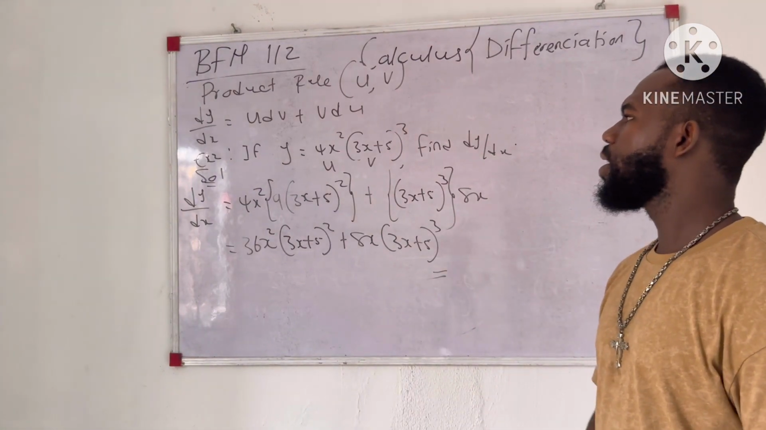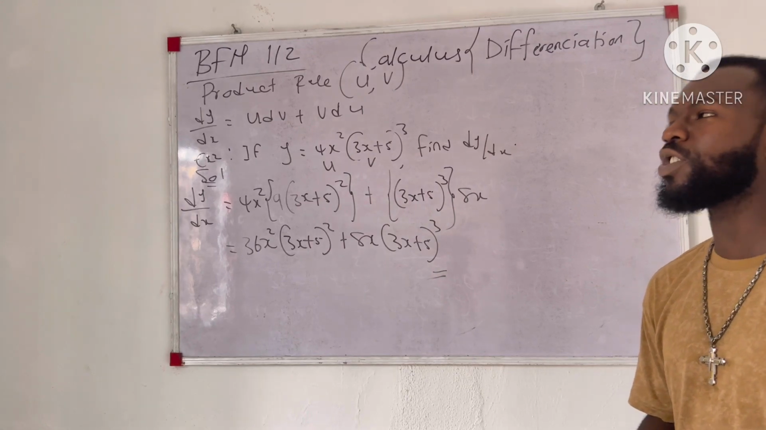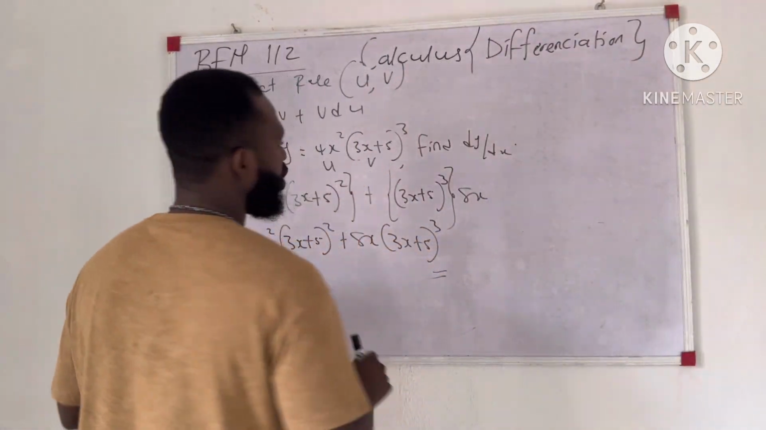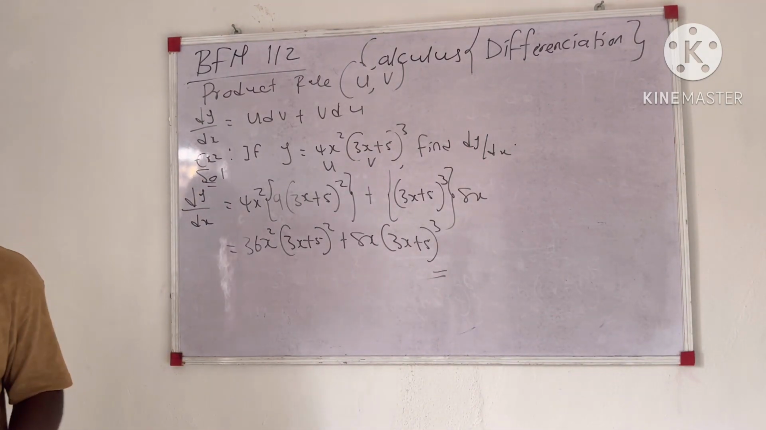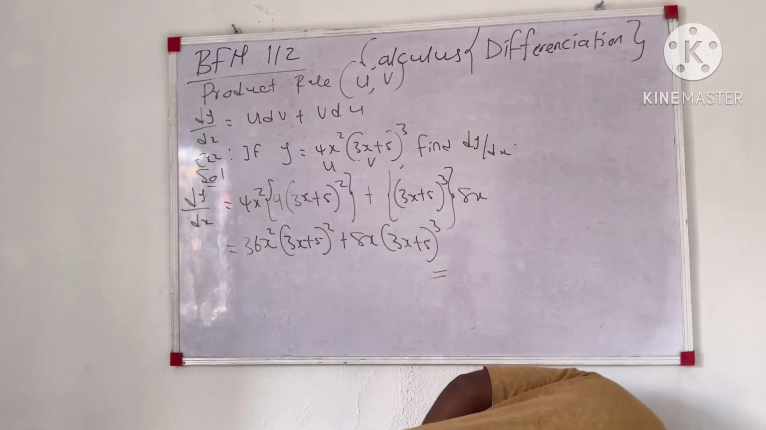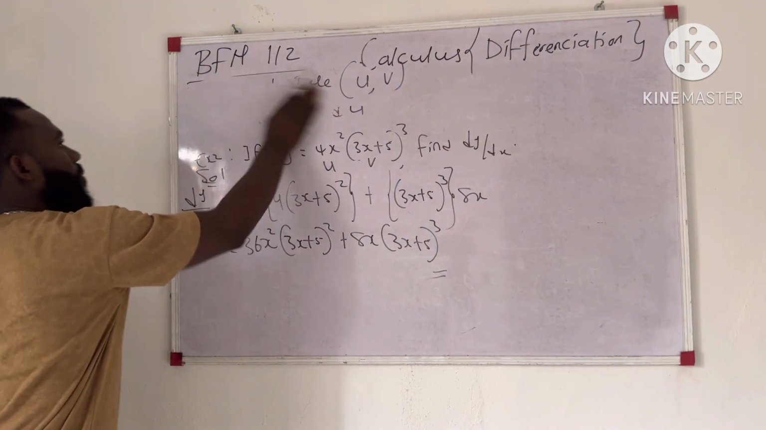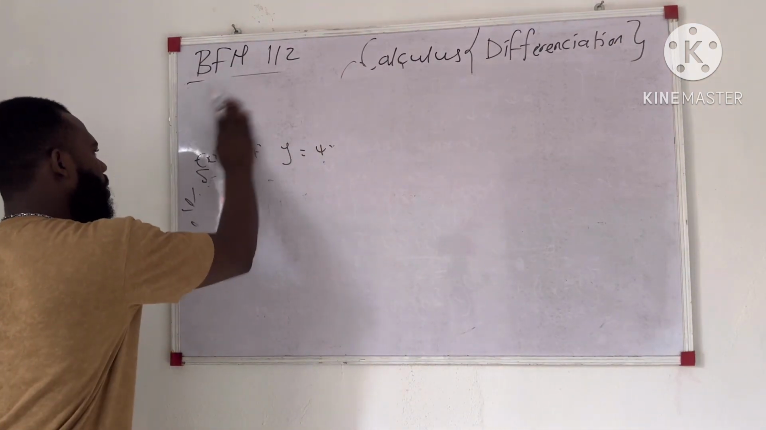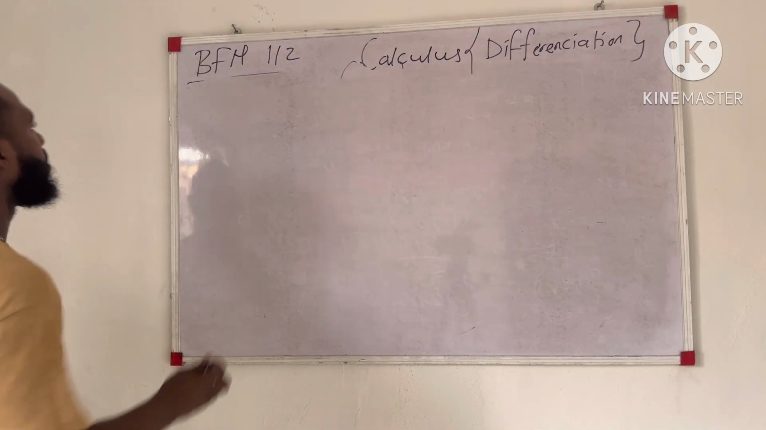So class, you see, sometimes it can be just the product rule, it can be just the chain rule, and it can also be a combination of the product and chain rule. So this brings us to the end of the product rule, and we are entering the last part of our teaching today, the quotient rule. Alright, let's go to the quotient rule now. Now, the quotient rule has to do with division.